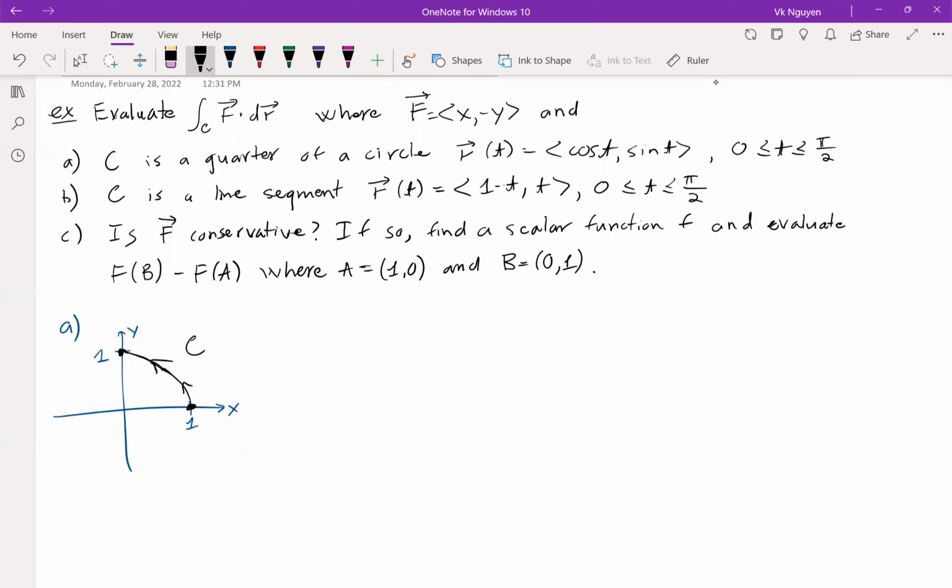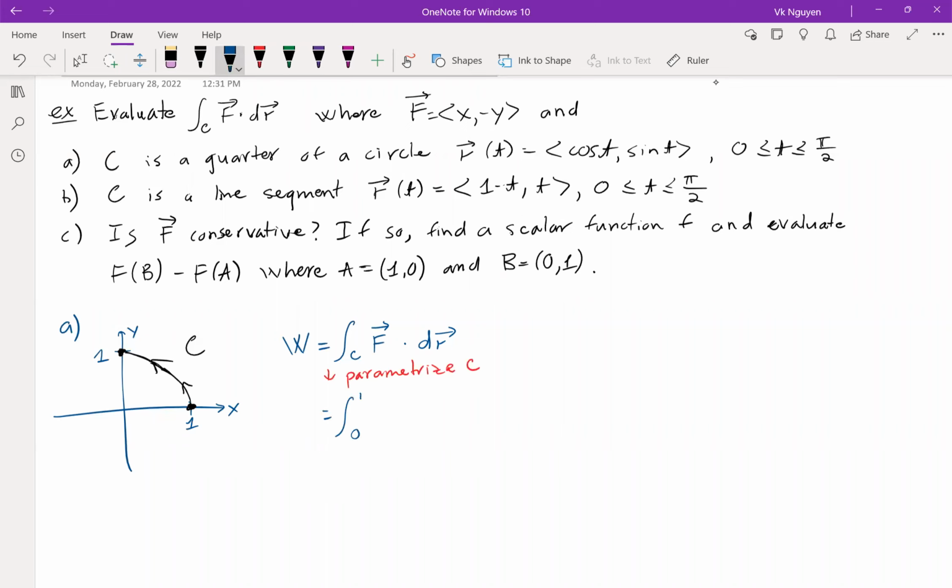Well, let's do F dot dr here. Everybody know when we do F dot dr, right? We are computing the work. So work is the integral over C of F dot dr, and we parameterize C.